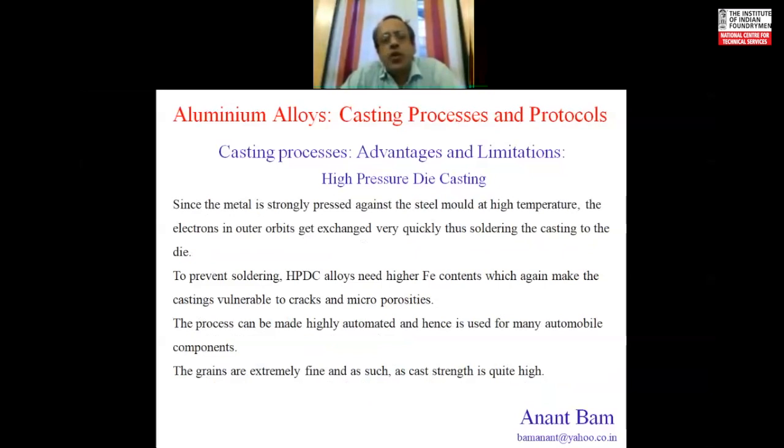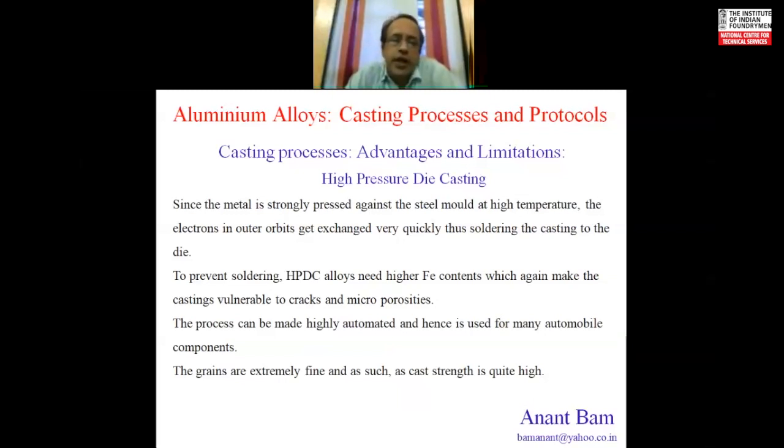Since metal is strongly pressed against the steel mold at high temperature, there is electron transfer and soldering of aluminum happens with the die. To prevent soldering, HPDC alloys need higher Fe content. Such Fe kills the greed or hunger for Fe, and hence these castings are vulnerable to cracks and microporosities, because higher Fe content leads to microstructural defects.